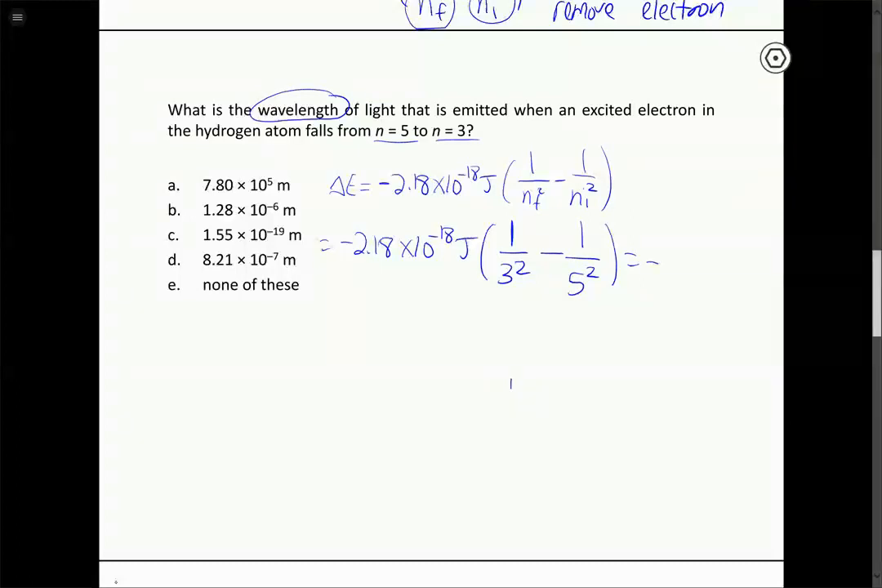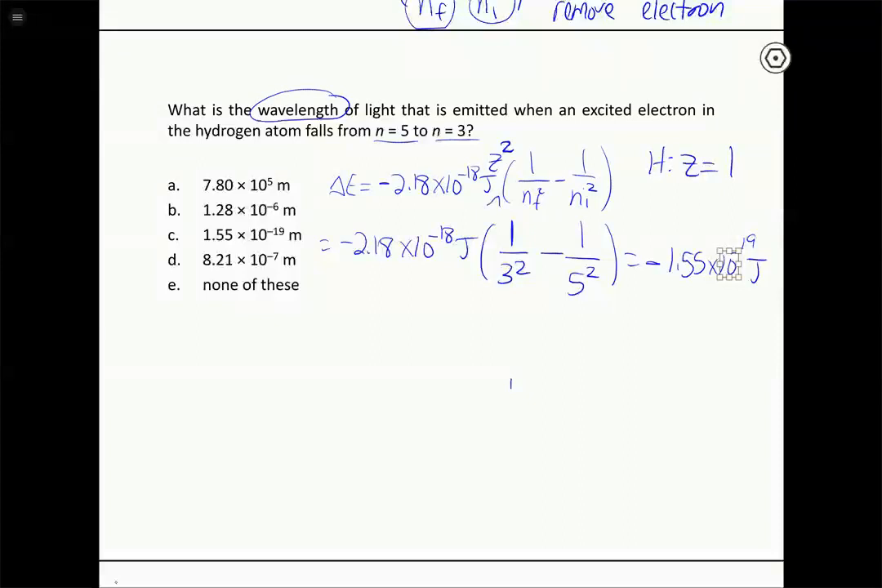We get a negative delta E of minus 1.55 times 10 to the minus 19 joules. Keep in mind, I did leave out the z squared term here, z being the number of protons, but for hydrogen, z equals 1, so we don't really have to worry about that. I think all of the homework and exam questions they give you are for hydrogen. I did mention the dependence on z in class to make it more complete, but we won't really use that in these problems. So that's a quick thing I forgot.